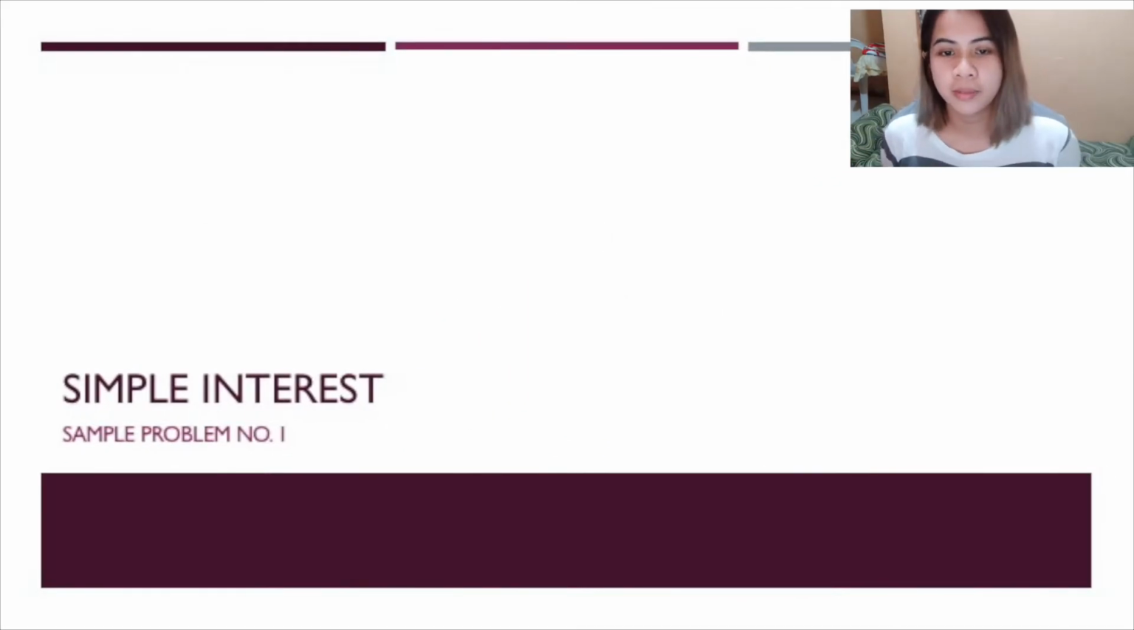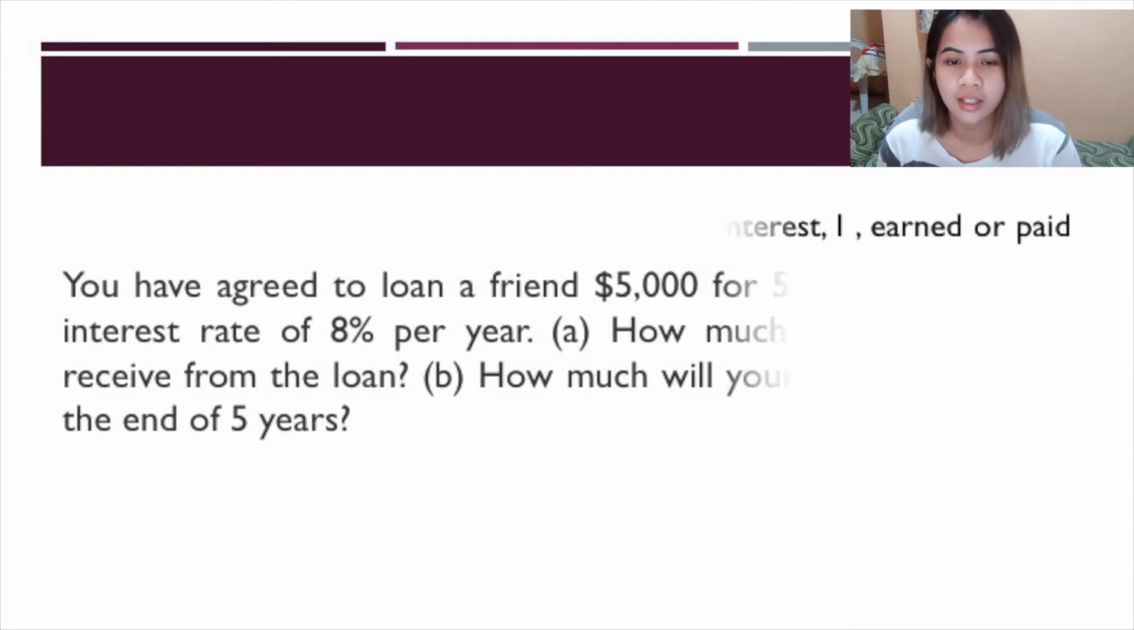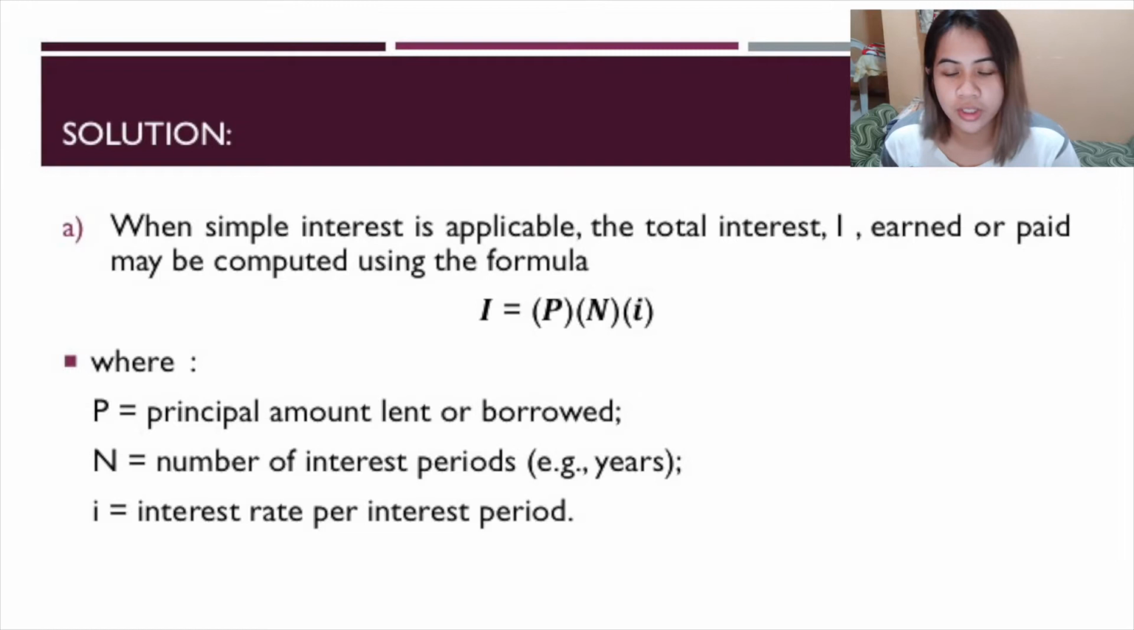For the first sample problem, we will talk about simple interest. You have agreed to loan a friend $5,000 for 5 years at a simple interest rate of 8% per year. A. How much interest will you receive from the loan? And B. How much will your friend pay you at the end of 5 years? The solution for this one is to use the formula I = Pni.